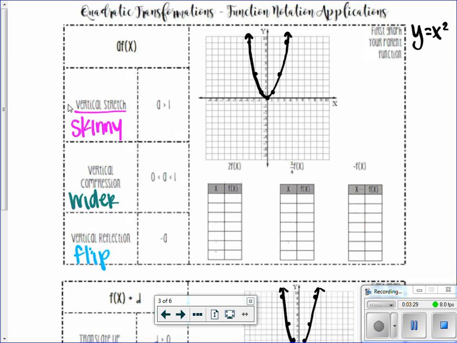Okay. Did any of those describe some sort of movement other than changing the shape, like wide, skinny, or reflecting? If we aren't having a shift anywhere, that means our vertex is staying in the same spot. So we're going to look at this first example. When it's outside the f of x part, that means we're multiplying this entire equation by whatever that number is. So this is really 2x squared.